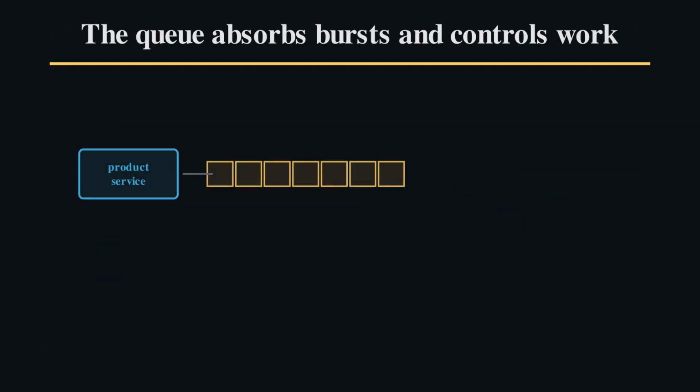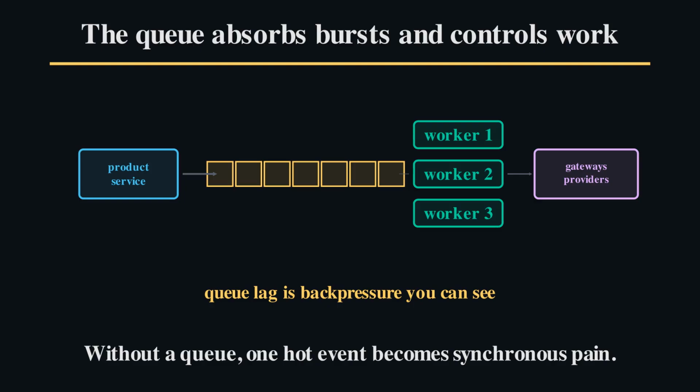The queue is the shock absorber. Product services publish notification intents quickly, then workers pull at a controlled rate. The queue gives backpressure, retry, scheduling, and a place to survive short outages. Without a queue, a celebrity going live, a price alert, or a sports score can turn one ordinary event into a sudden storm of network calls.